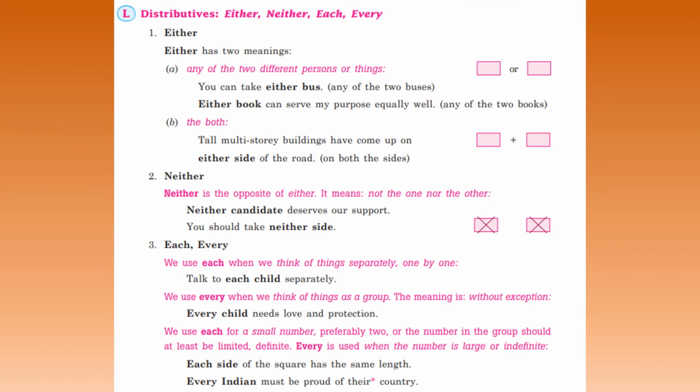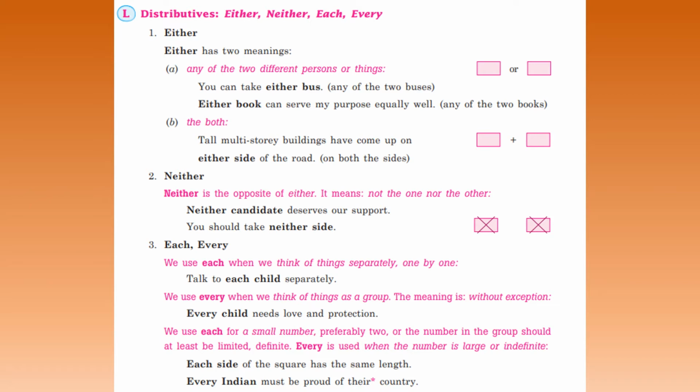Children, then we have distributives. They are either, neither, each and every. Either has two meanings: any of the two different persons or things. You can take either bus, means anyone. You have two options, you can choose anyone. Either book can serve my purpose equally well, means any of the two books. Neither is the opposite of either. It means not the one nor the other. Neither candidate deserves our support, means none of them.